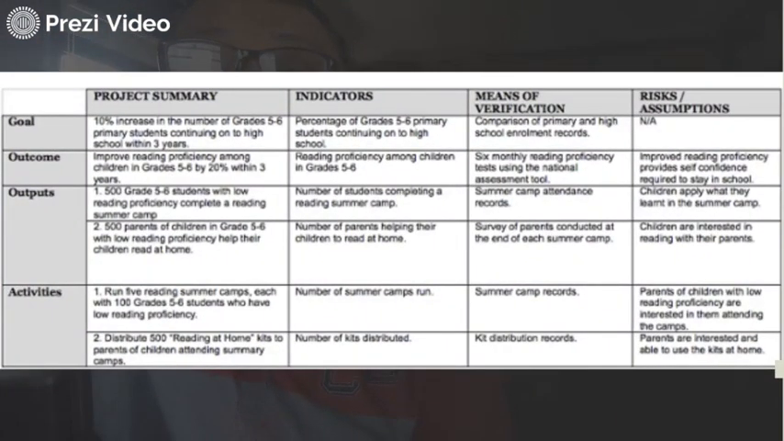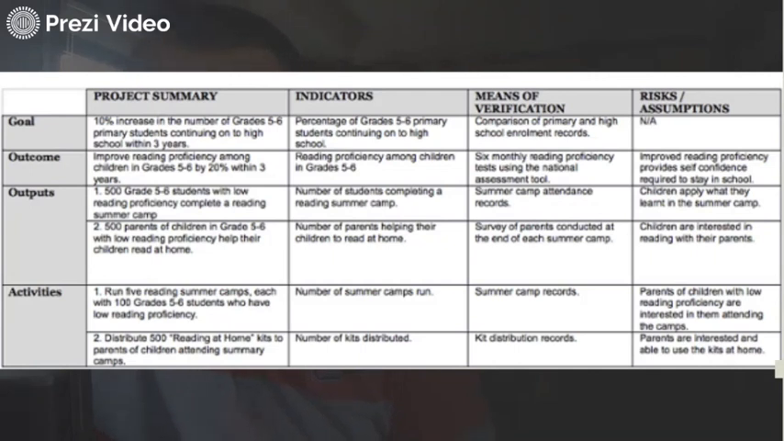So the log frame looks like this. You have the project summary, you have the goal, the outcome, the outputs, and the activities. And you have the indicators here in your column, the means of verification, the risk, and assumptions. The goal is to have a 10% increase in the number of grades 5 and 6 primary students continuing on to high school within 3 years. That's the goal of the program, 10% increase.